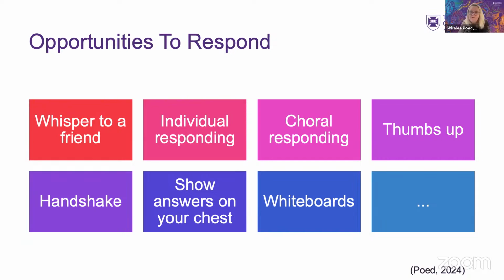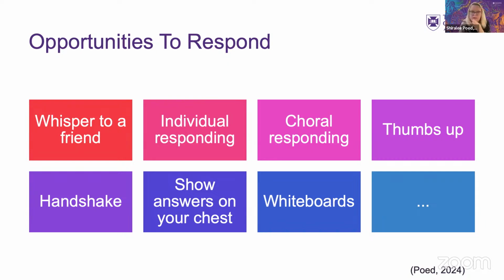Or maybe I might do what we call choral responding. That might be where I say, on the count of 3, I want everyone to tell me what is the number called at the top of the fraction. 1, 2, 3, and everyone would yell out numerator. Or I might ask them to do a thumbs up or a thumbs down. Thumbs up if you think it's the numerator, thumbs down if you think it's the denominator. And they would show me with their thumb up or their thumb down which they thought.